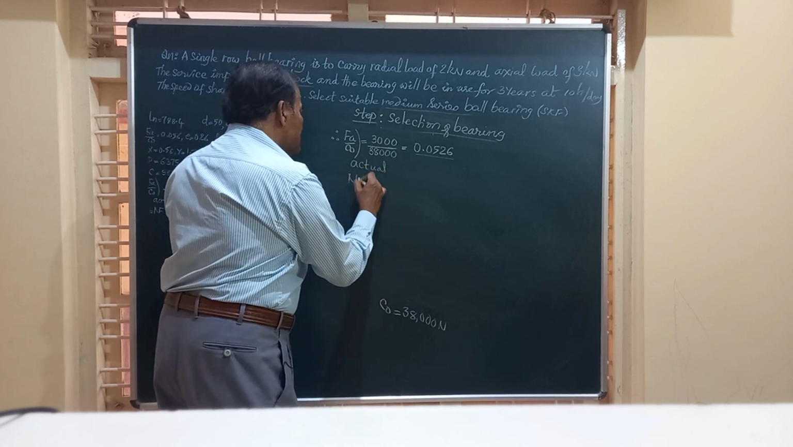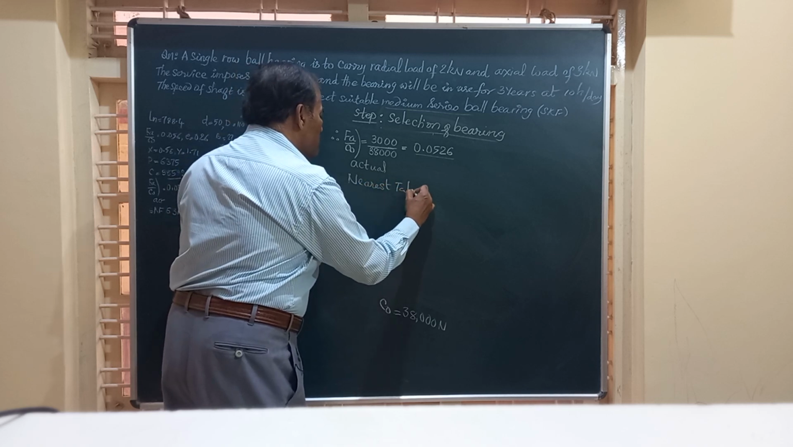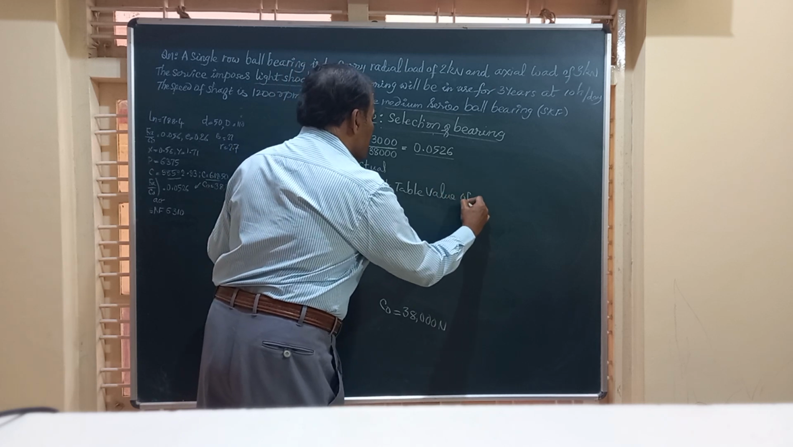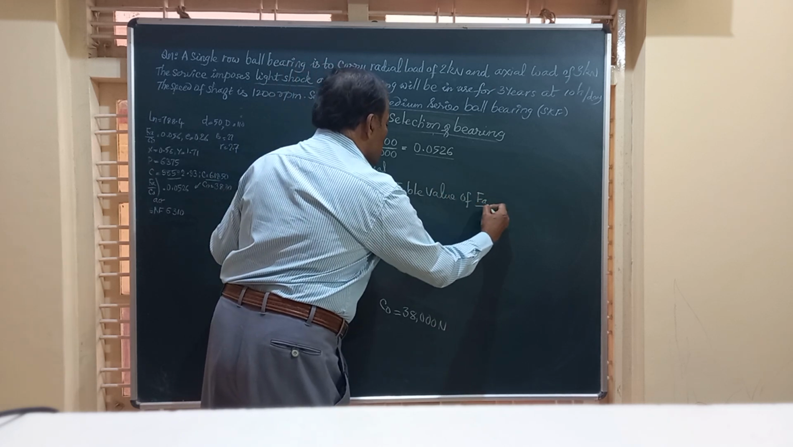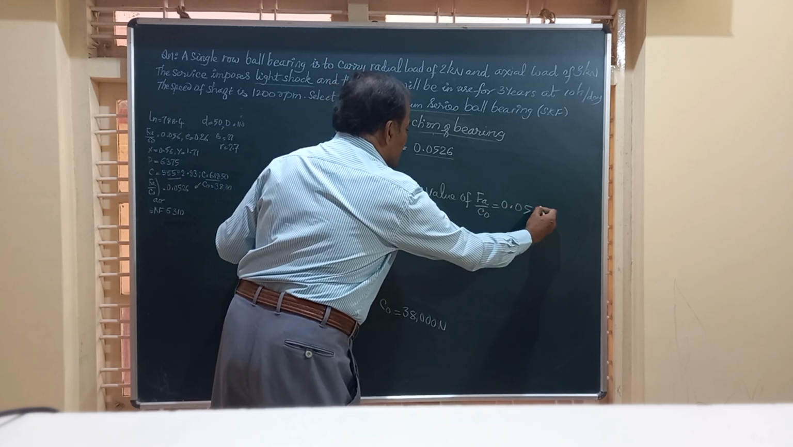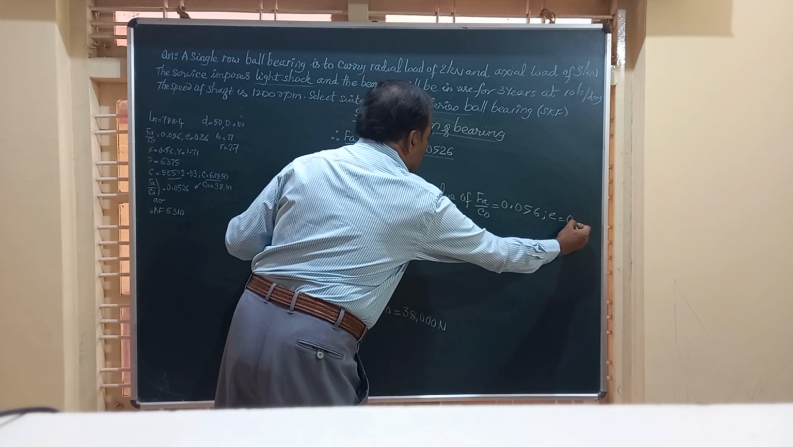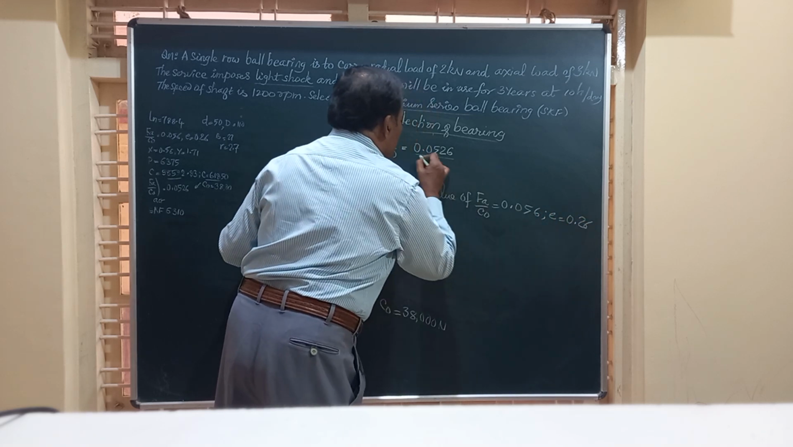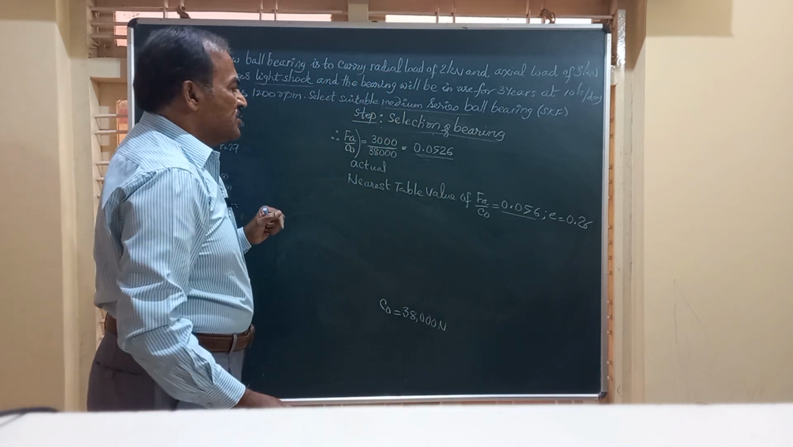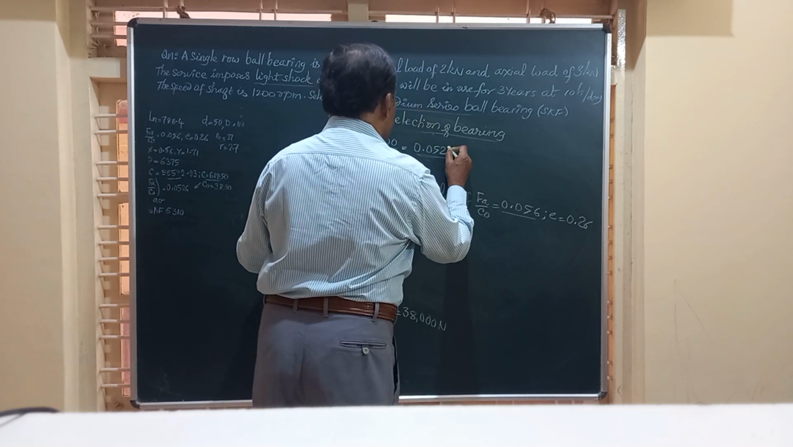And nearest table value of FA over C naught is equal to 0.056, for which e is equal to 0.26. Friends, we got the value 0.0526. Nearest value is 0.053. This you are going to get by 3.